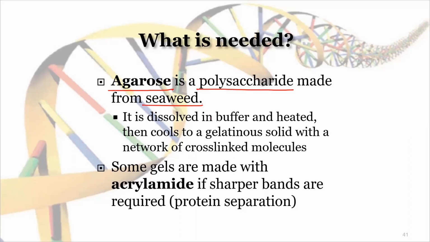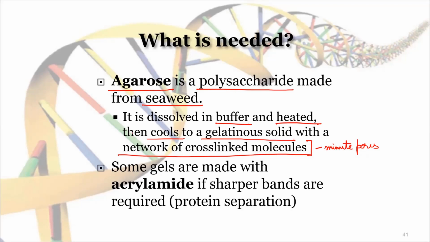Right? So it is usually dissolved in a buffer, and then you heat it. When you heat it, it becomes completely transparent, water-like, but if you cool it further, then it becomes a gelatinous solid, which will have a network of cross-linked molecules. And thus this network of cross-linked molecules will have within them very small, minute pores. And thus agarose gel electrophoresis is the technology which is used for separation of DNA fragments.